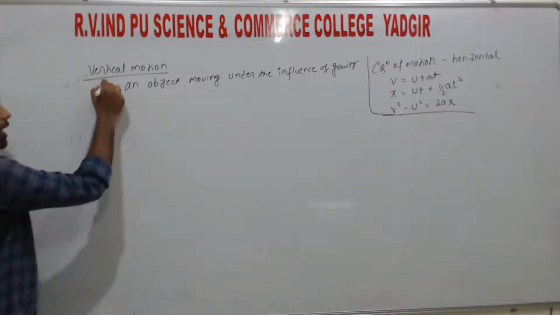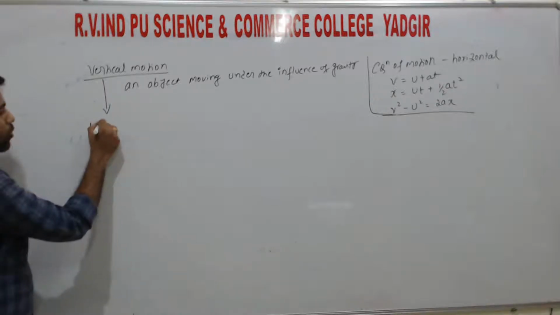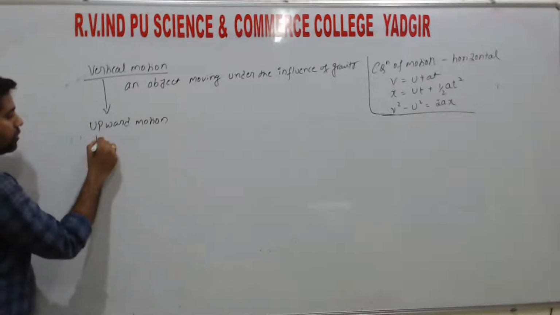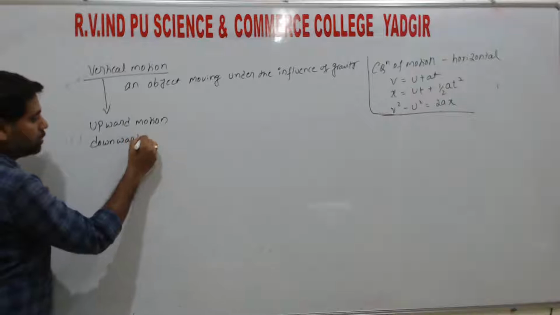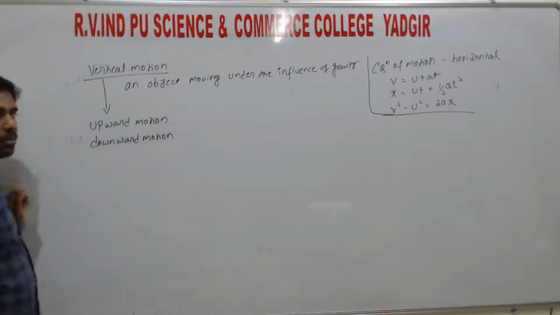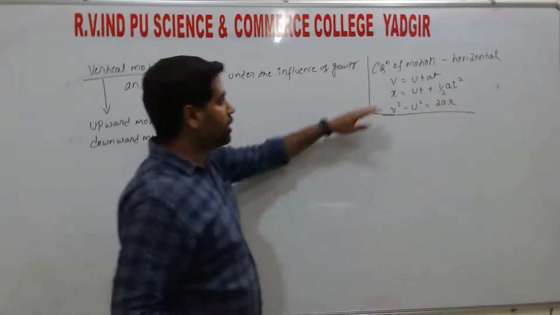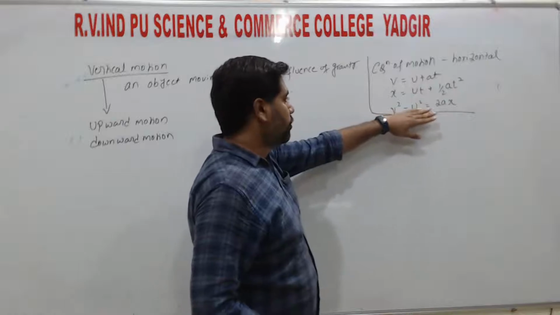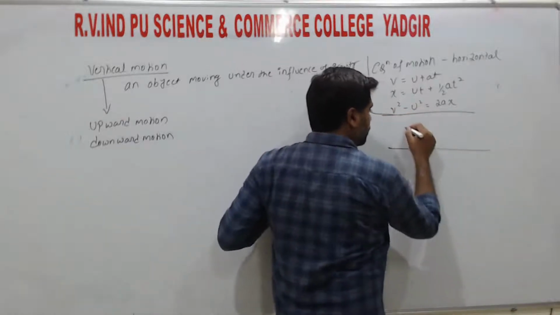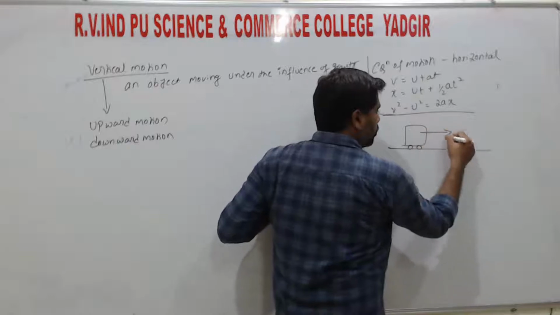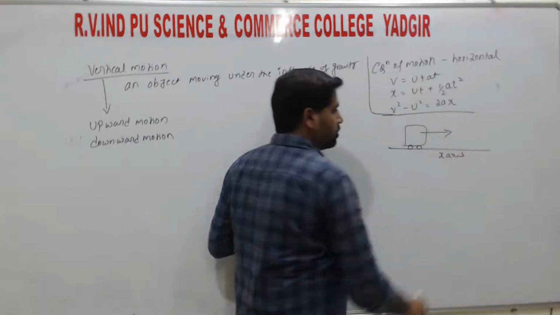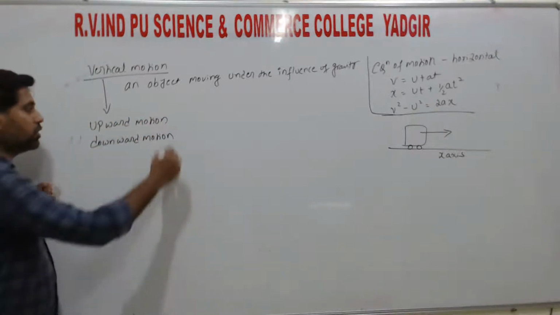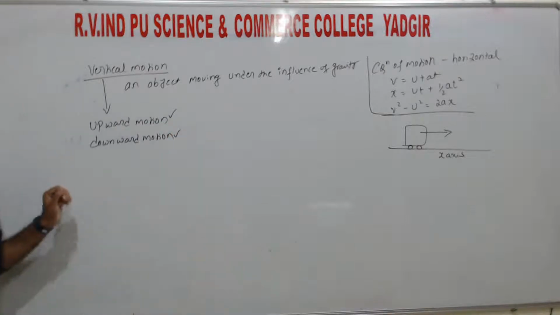So in vertical motion we have two types: one is upward motion and the second one is downward motion. So we have the relations v is equal to u plus at, x is equal to ut plus half at square, and v square minus u square is equal to 2ax. These are applicable only in horizontal motion, that is along the x-axis. So here we are going to discuss those equations of motion in upward motion and downward motion.